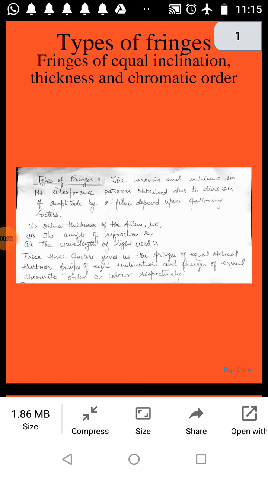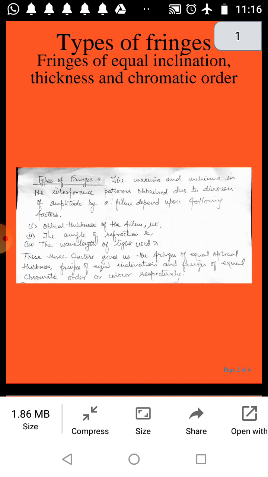Good morning. Today we will discuss types of fringes. Mainly we can divide fringes into three categories. First, fringes of equal inclination; second, fringes of equal thickness; and third, fringes of equal chromatic order. Now we will discuss in detail all these types of fringes.